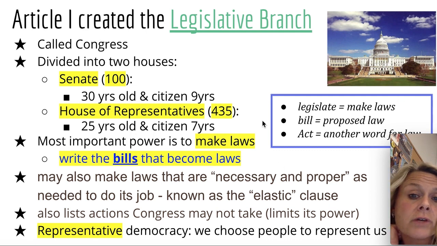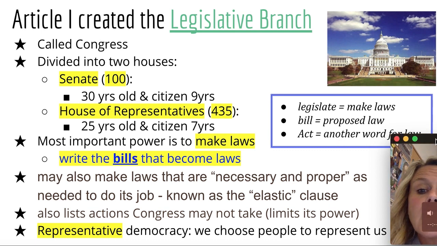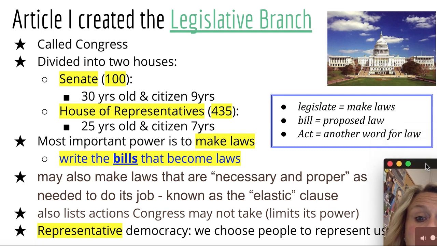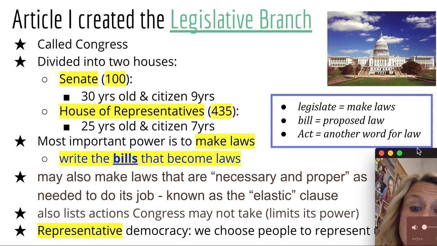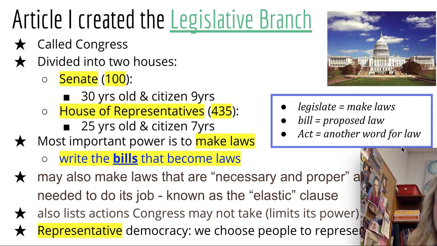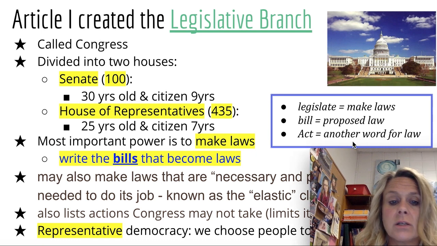Some extras over here. Legislate means to make laws. A bill is a proposed law. So if you remember, I'm just a bill, I'm only a bill, and I'm sitting here on Capitol Hill. Okay, I know I'm not a singer. And then you'll hear me say this a lot this year. Act. Act is another word for a law. So if a law is passed, it typically has the word act in its title. So act is another word for a law in social studies.